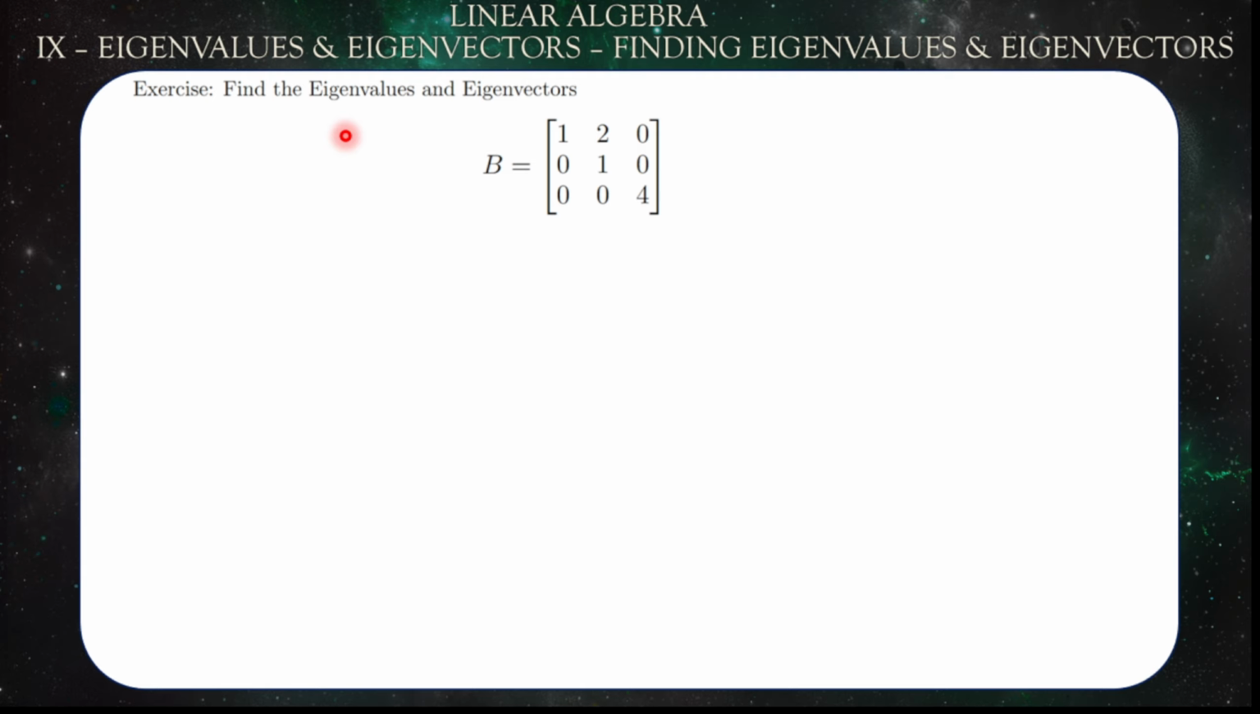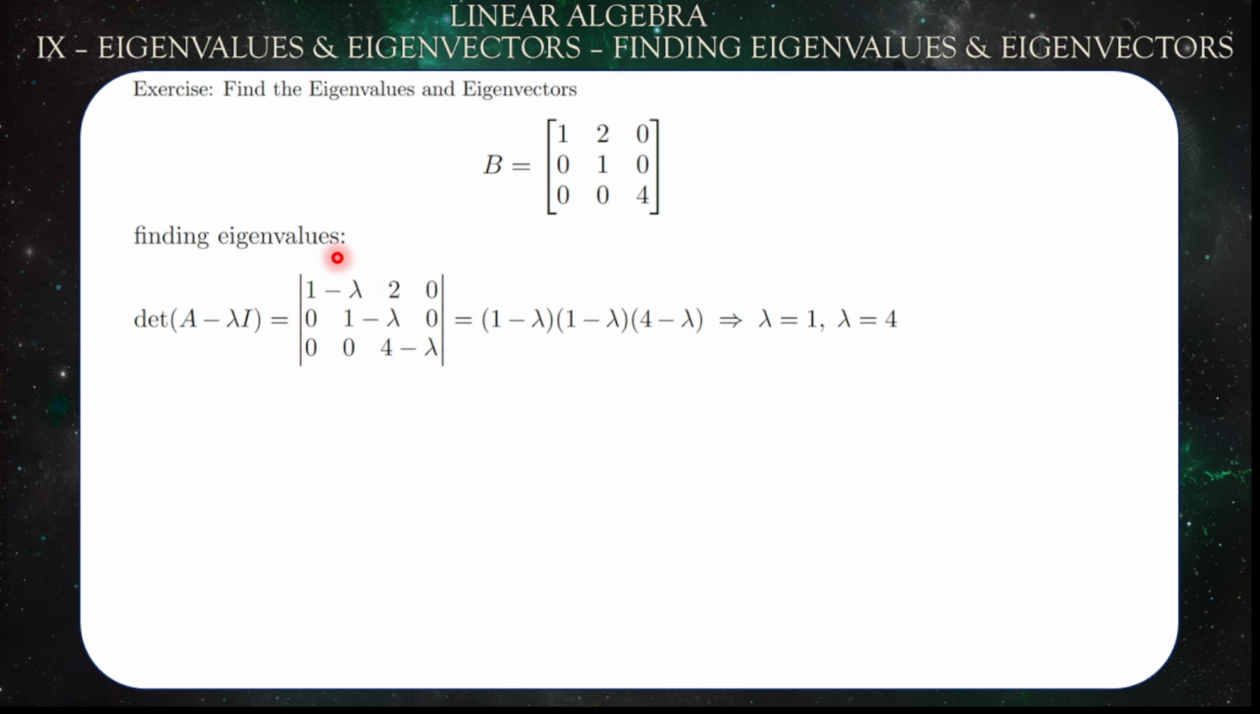Another one, find the eigenvalues and eigenvectors for the following matrix: B equals 1, 2, 0, 0, 1, 0, and 0, 0, 4. Pause the video if you want to try it yourself first. Let's continue.